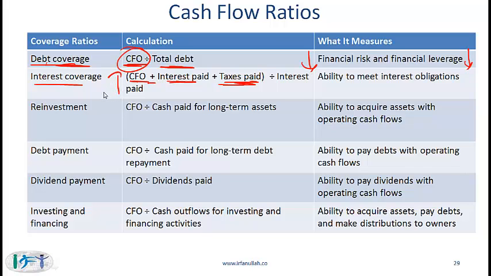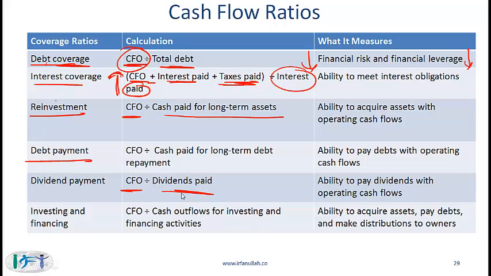So a high ratio tells us that the interest payments can be made very easily, because if interest amounts are small and cash flow is high, then the ratio is high. If you are lending money to an entity, you would be looking for high coverage ratios. The reinvestment ratio is cash flow from operations divided by cash paid for long-term assets. Debt repayment, CFO divided by cash paid for long-term debt repayment.